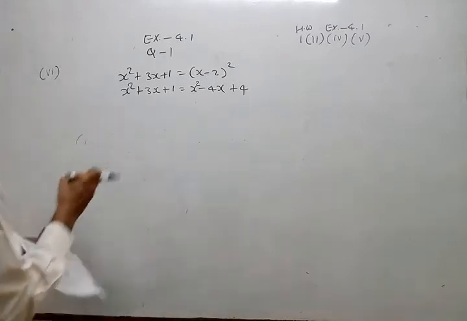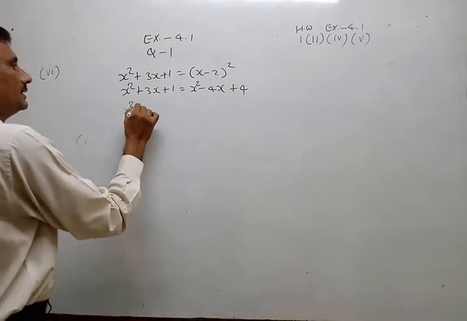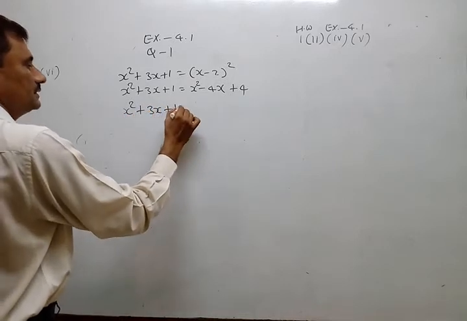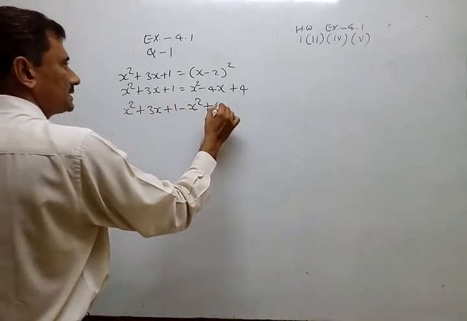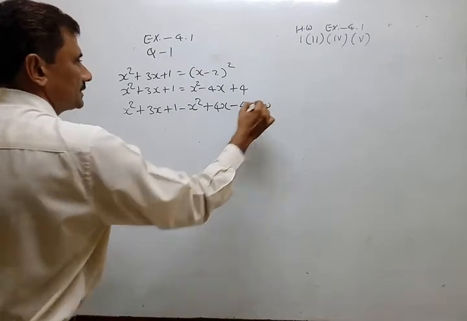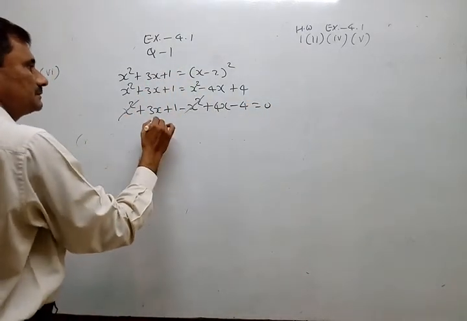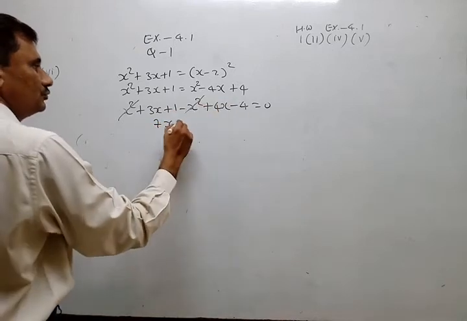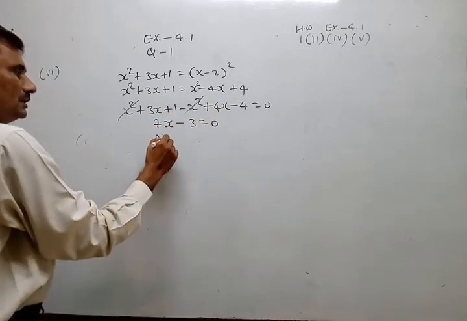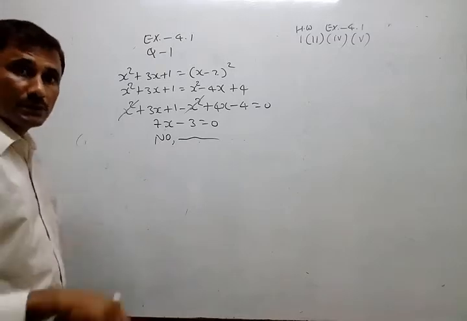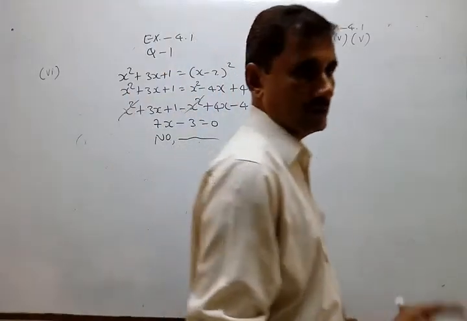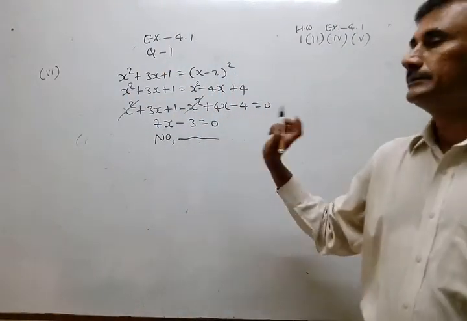Now just set them here. So x square plus 3x plus 1 minus x square plus 4x minus 4 equal to 0. If nothing is left, equal to 0. x square is already gone. So 3x plus 4x is 7x, 1 minus 4 is minus 3. Now write, it is not a quadratic equation.